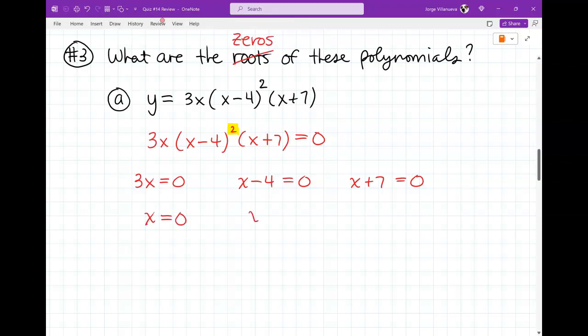If I solve x minus 4 equal to 0, what do I get? It's a 4. What about for the last one? -7. So I have 3 different answers. But some of these may have multiplicities, right?